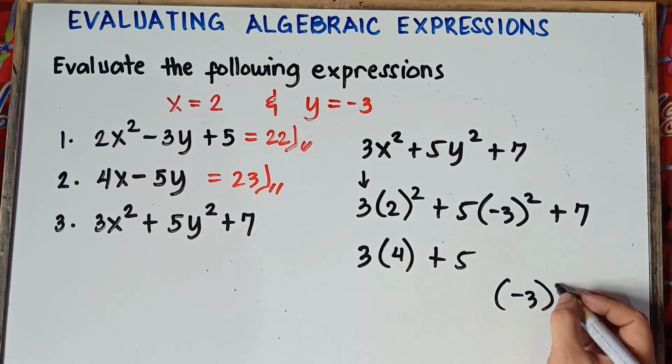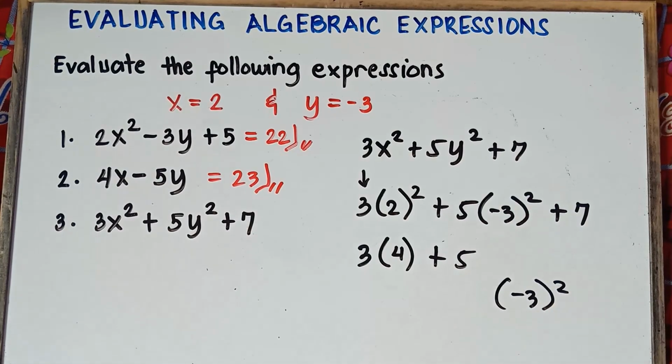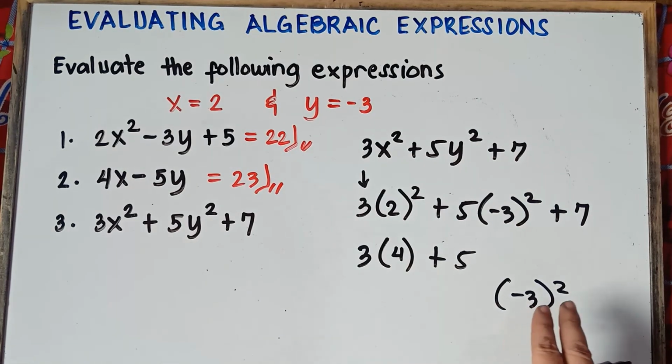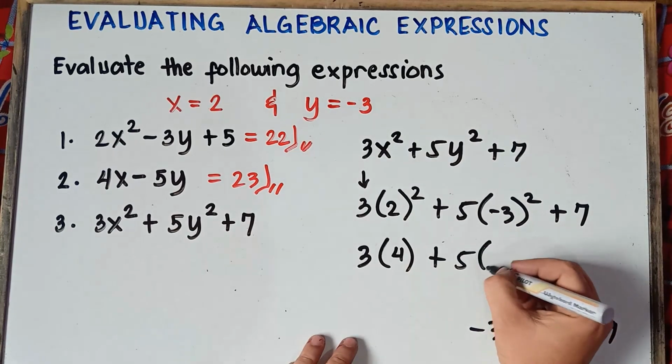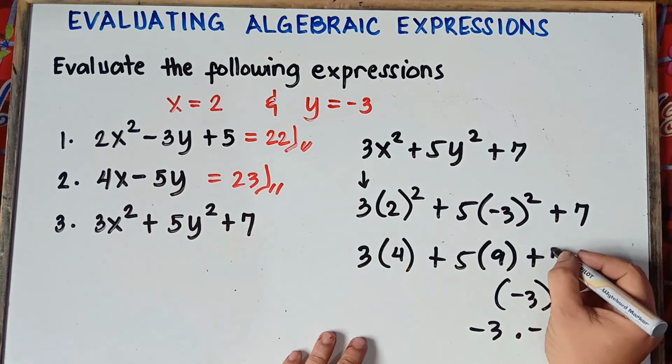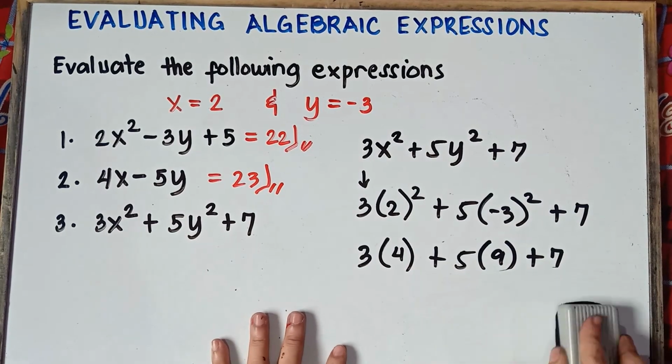So negative 3 squared. What's the answer, class? That's correct. Negative 3 squared. It means you multiply negative 3 by itself twice. This is negative 3 times negative 3. And the answer is positive 9. Negative times negative is positive. 3 times 3 is 9. So this will be 5 times 9. And then plus 7. And then simply multiply, class.